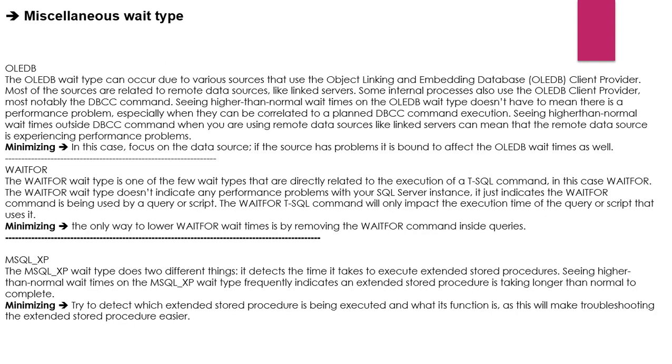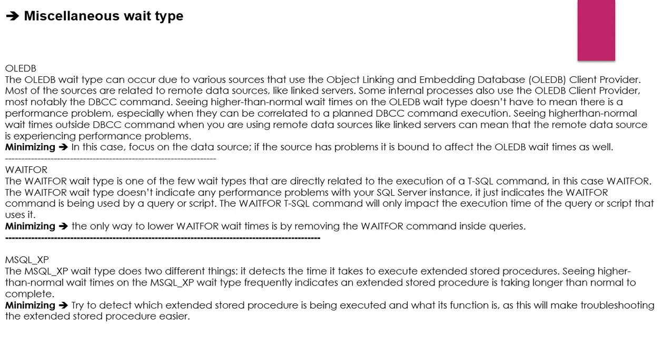Miscellaneous wait types: OLEDB, WAITFOR and MSSQL_XP. The OLEDB wait type can occur due to various sources that use the object linking and embedding database client provider. Most of these sources are related to remote data sources, like linked servers, as we have already seen in the demo. Some internal processes also use the OLEDB client provider, most notably the DBCC command.